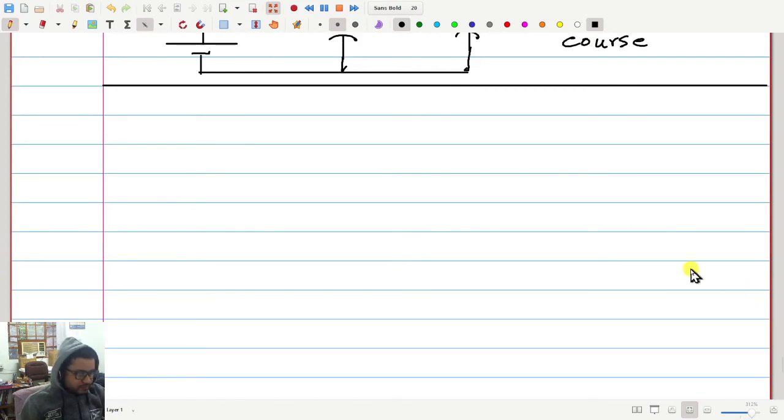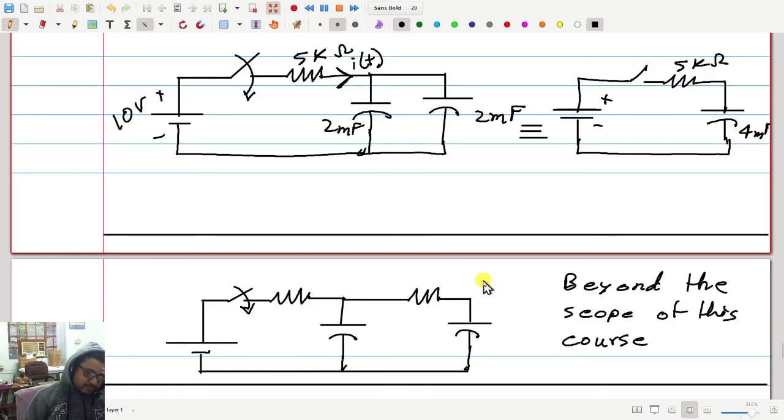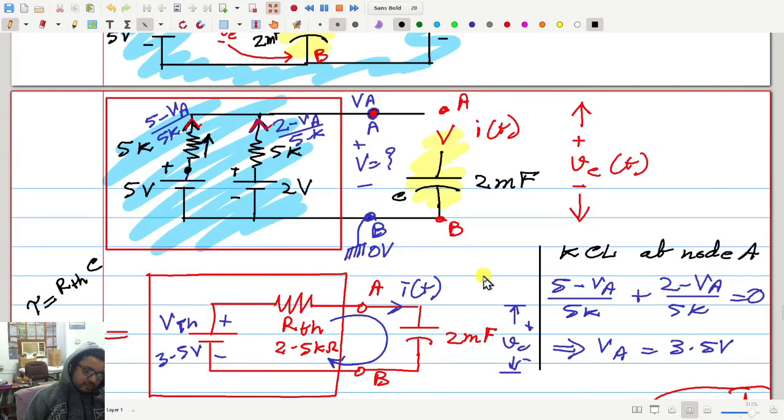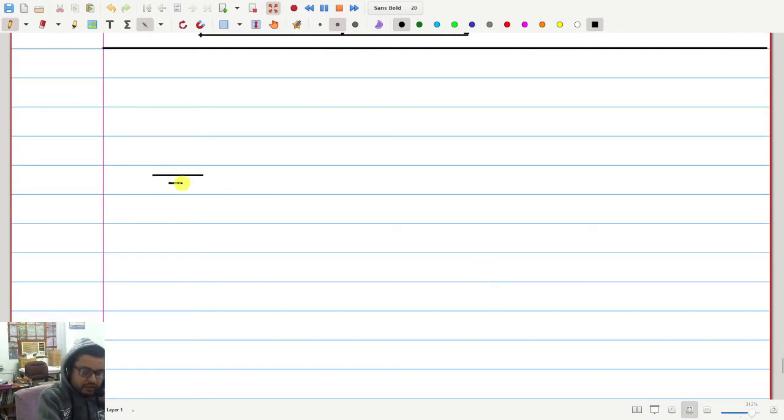Sir, in the first question above, in the question diagram, instead of the capacitor, if there is a resistance and the capacitor is parallel to the 5 kilo ohm resistance, then that is also difficult to solve. You are saying something like this. Let me draw, like this.